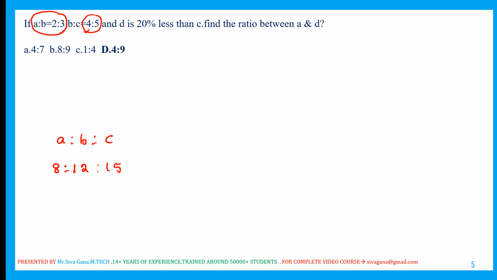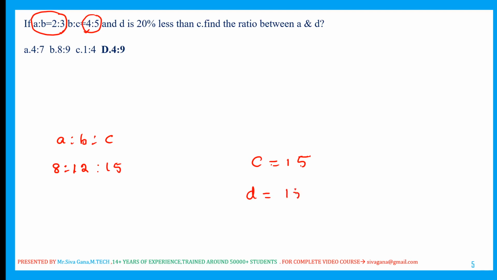D is 20% less than C. Find the ratio between A and D. D is 20% less than C. C is equal to 15. If C is equal to 15, D is 20% less than C.